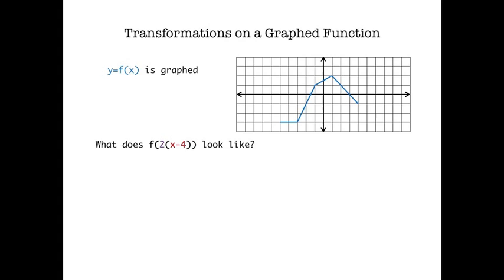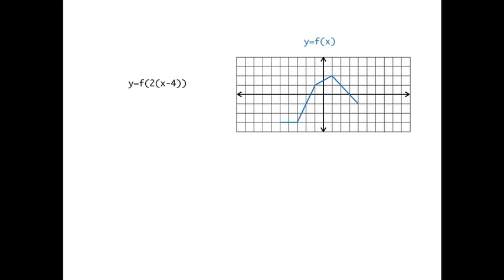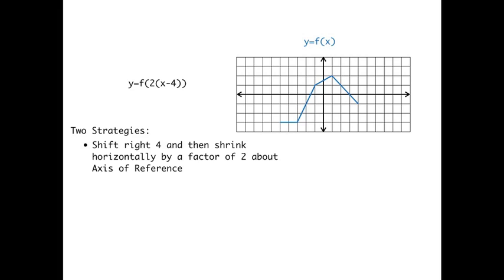Now, we know that there's going to be a shift to the right, and we know there's going to be a scaling horizontally, but the question is, what order do they need to be done in? Let's look at two strategies to solve this problem. The first strategy is to look at the function as f of 2 quantity x minus 4 as it was presented in the previous slide.